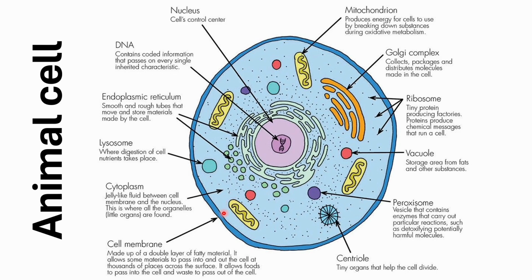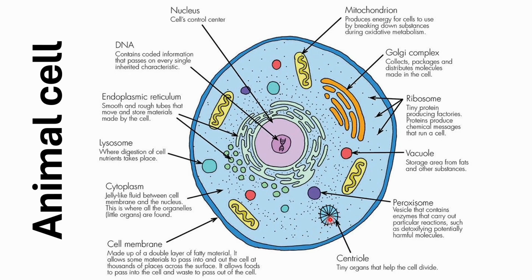And again, let's come to this fence or the wall around the cell. This is called the cell membrane, made up of double layers of fatty material. It allows some material to pass into and out of the cell at thousands of places across the surface. And it allows food to pass into the cell and waste to pass out of the cell. So this was all about the cell membrane.